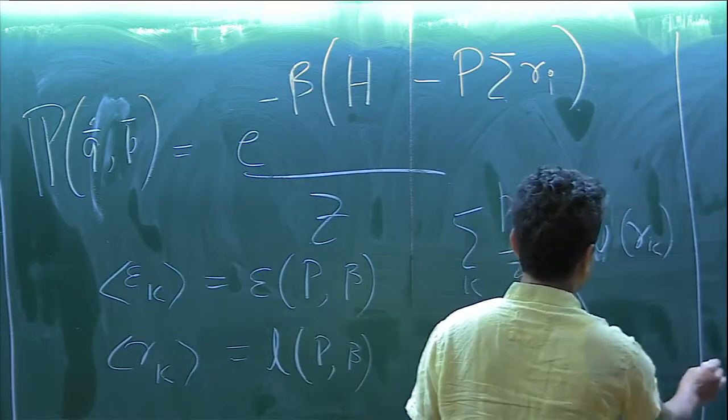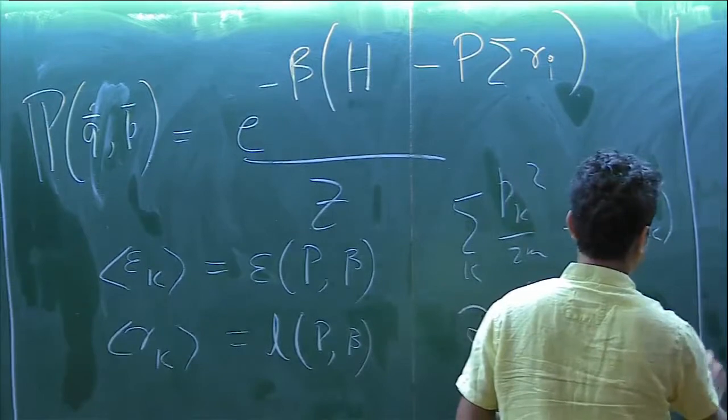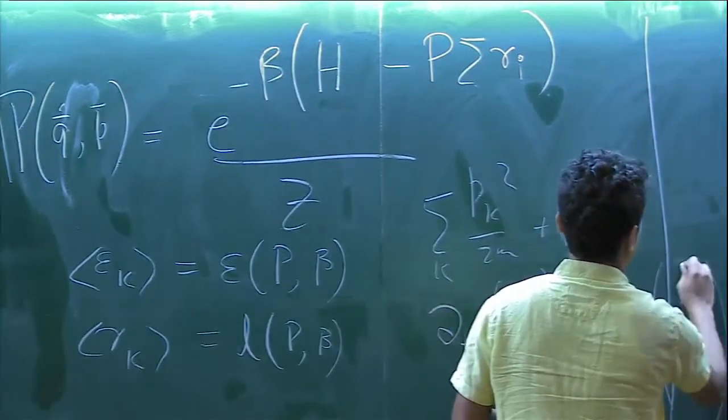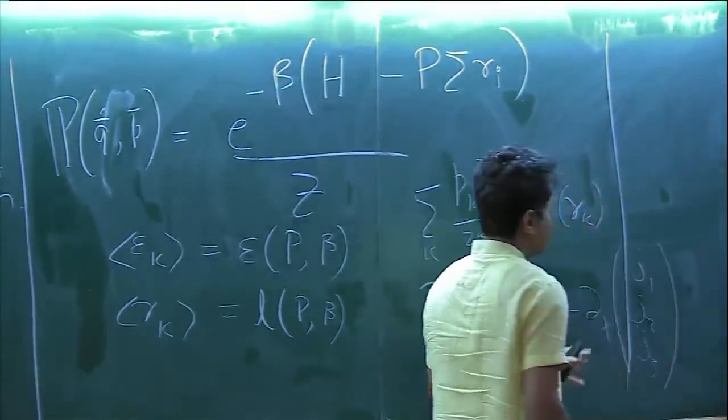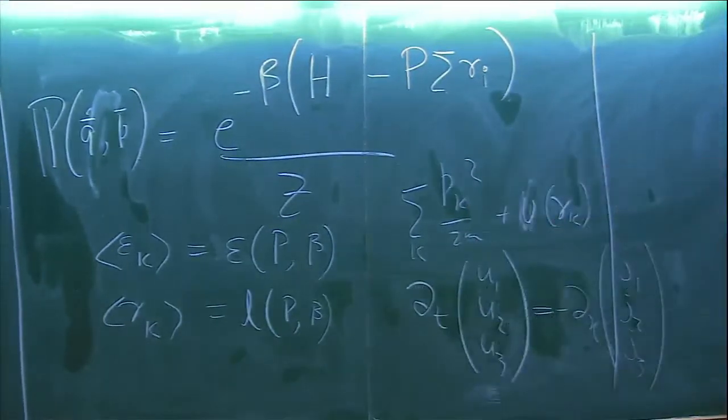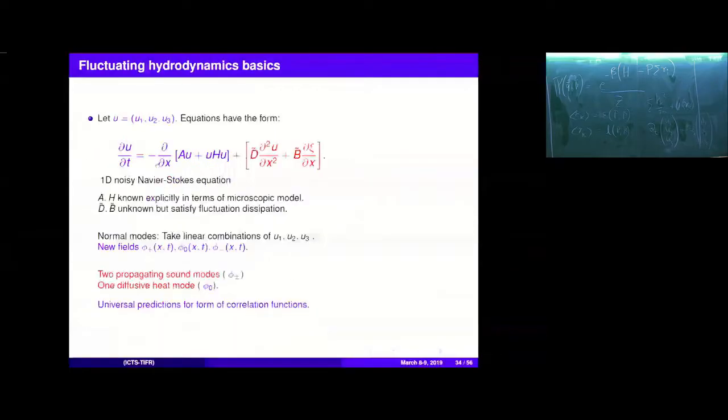And so what we do is, we had these currents here, J1, J2, J3. We had these three currents, so we'll also write these currents in terms of these fields. Okay. So in equilibrium, of course, we know exactly what these are.